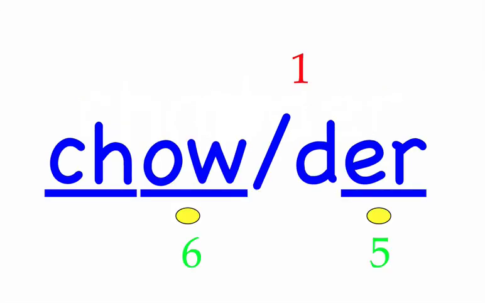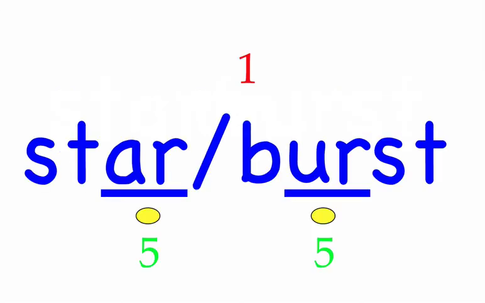Chowder. Starburst. We saw a starburst in the sky. Starburst. Star has three sounds: S, T, R. Burst has four sounds: B, ER, S, T. Starburst. Mark the word. Starburst. This is a compound word. A compound word is when two short words are joined together to create a new word.